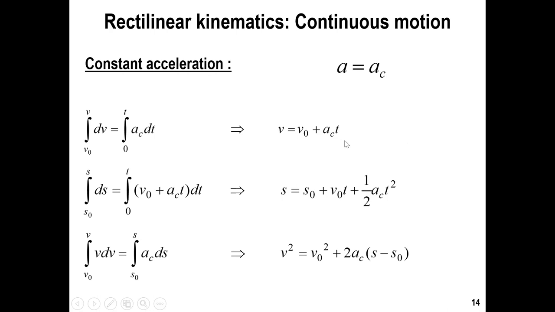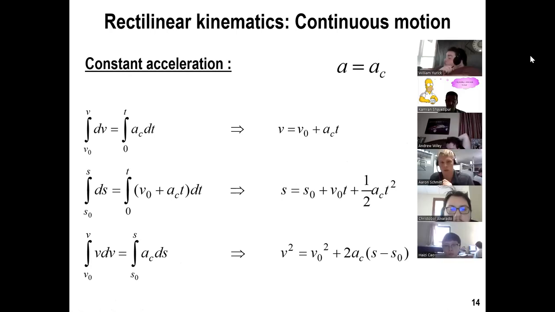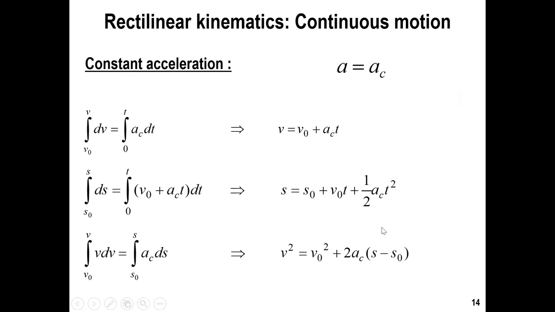Remember, students very frequently, specifically at the beginning of the semester, use this for any acceleration. Remember, we started with constant acceleration. That's why we could do this integral. If A is not constant, you cannot use this. You have to know what it is and then do this integral. Make sense? If you need to write this down, please write it down or highlight that any of this equation is for constant acceleration.